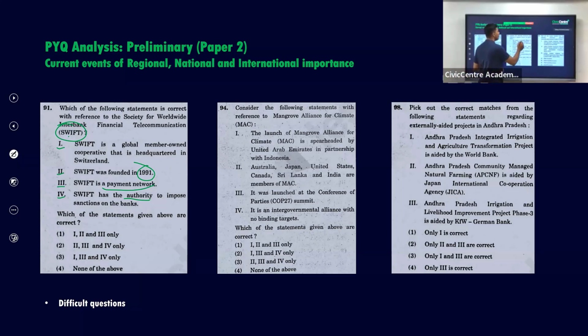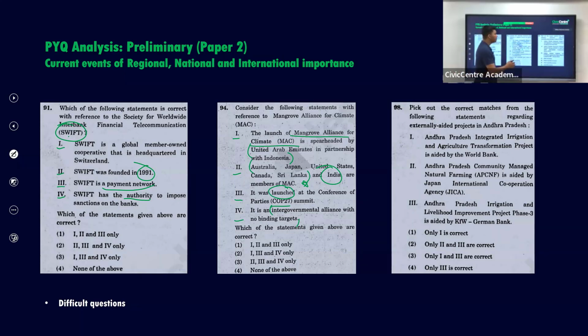Then Mangrove Alliance for Climate. Okay. Again, this is not an initiative launched by India, but they have asked a 4 statement question. Who launched it? They have asked. UAE was part of it and it was very difficult, but we have asked it in our test series. Second thing, is India a member? Yes. Third thing, when was it launched? Third thing, what is it for? So you should know, not just like I2U2 the members. Here you should know the members, the objective, when was it launched?